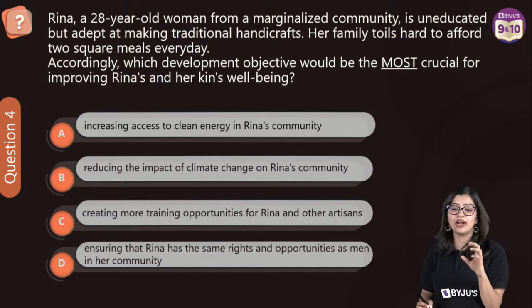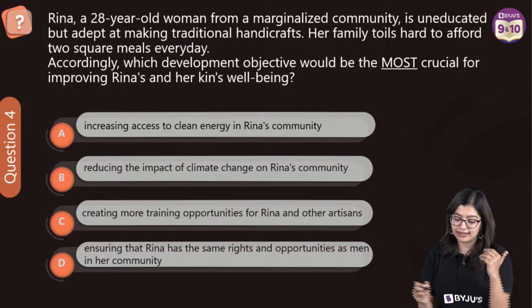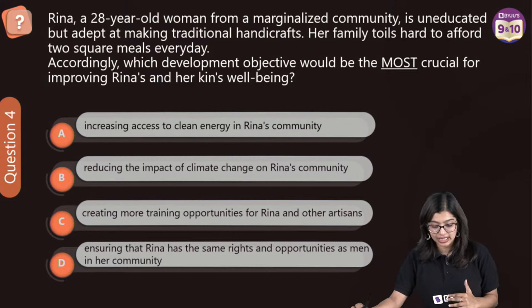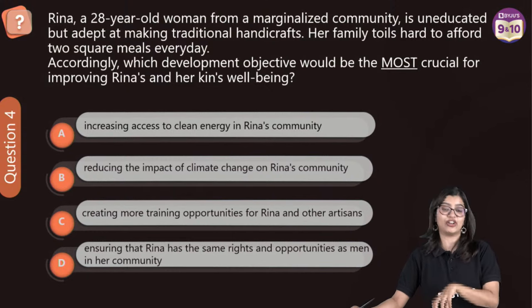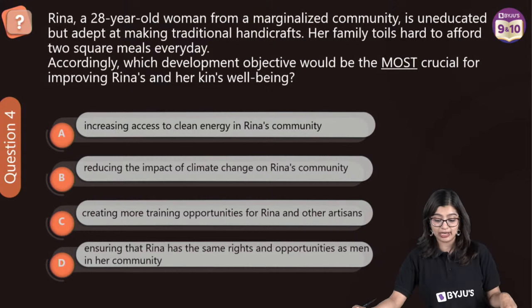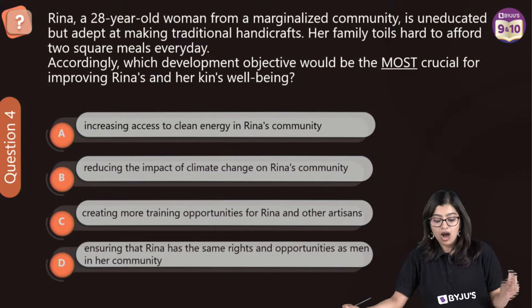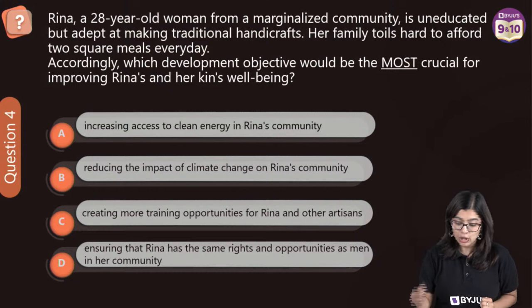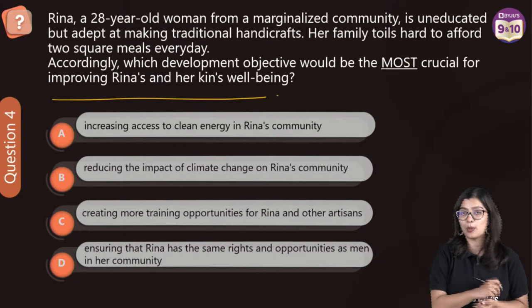Next question is a little bit of generic question. It's very generic. Reena, a 28-year-old woman from a marginalized community, is uneducated but adept at making traditional handicraft. Her family toils hard to afford 2 square meals every day. According to which objective would be most crucial for improving Reena and her kin's well-being?